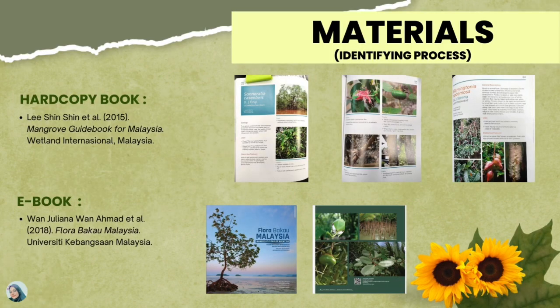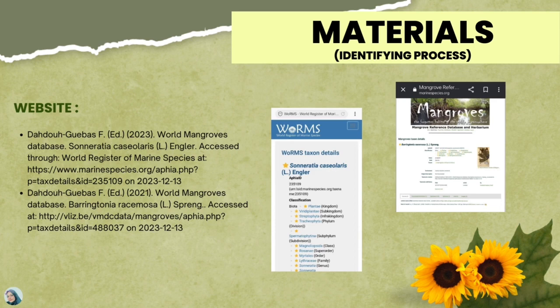The first material for the identification process is the hard copy, the Mangrove Guidebook for Malaysia, which was borrowed from the library. Next, for the e-book, we used Flora Bakau Malaysia from UKM. For the website, our group used the World Mangrove Database for the identification of our mangrove samples.